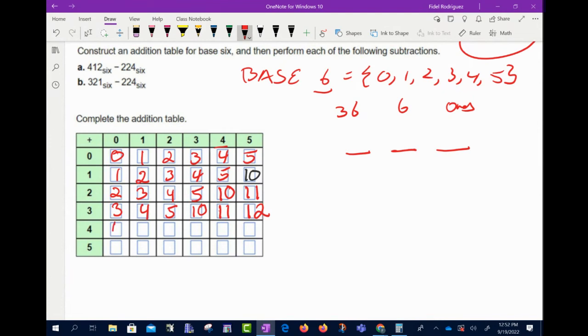All right, 4 plus 0 is 4. 4 plus 1 is 5. 4 plus 2 is 6. Remember, 6 in base 6 is 1 6 and no 1s. 4 plus 3 is 7. That's 1 6 and 1 1. 4 plus 4 is 8. That's 1 6 and 2 1s. 4 plus 5 is 9. That's 1 6 and 3 1s.